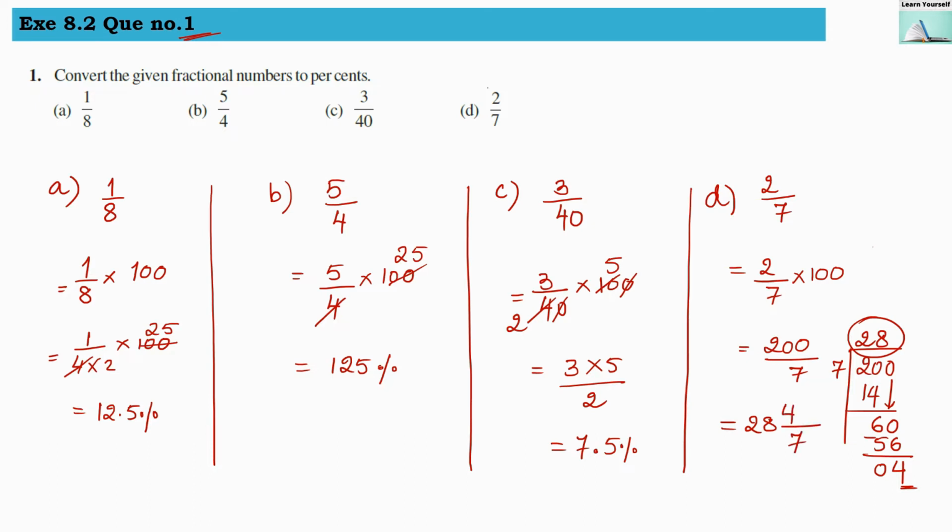We are going to write this as a mixed fraction. So 28 4 by 7 percentage will be the answer, or here we can still continue with 2 more decimal places and write 28.57 percentage. Here we can write point and 0. Then we can write 5 and 35. So we got 5. So we can write the answer in decimal form, or we can write the answer in mixed fraction form.